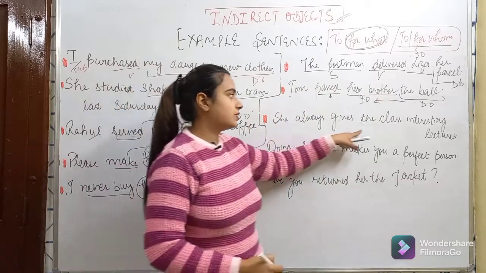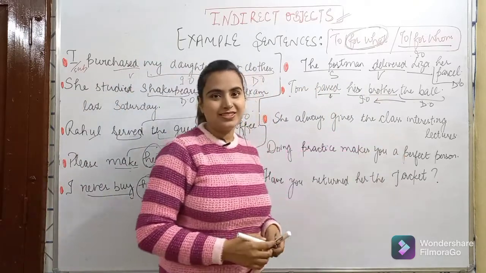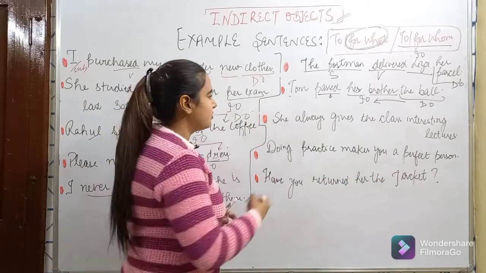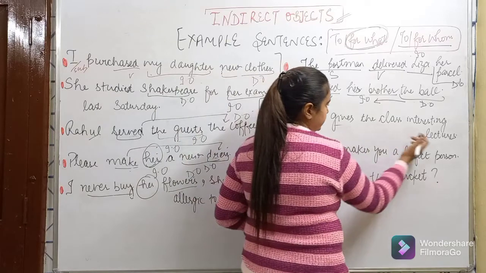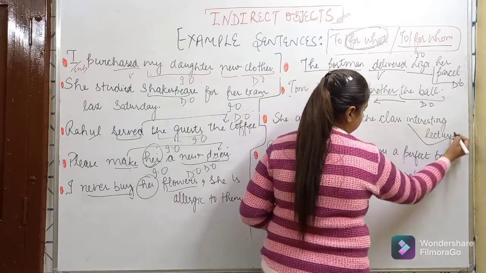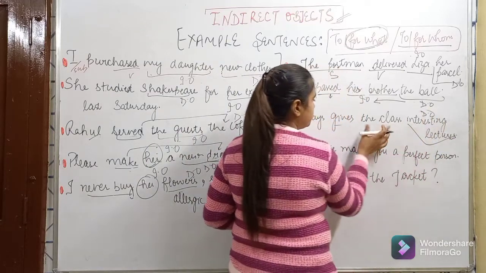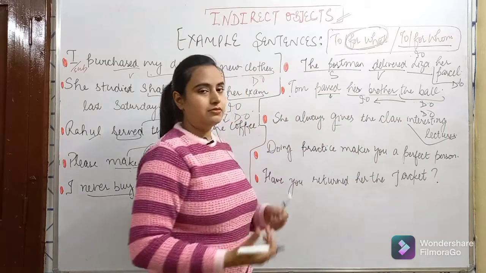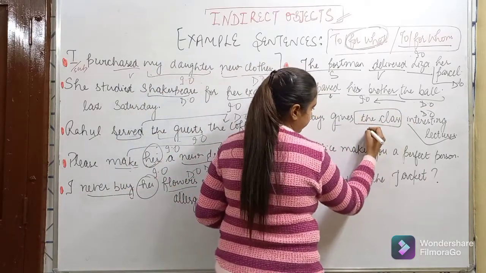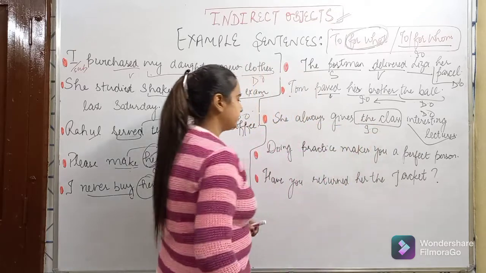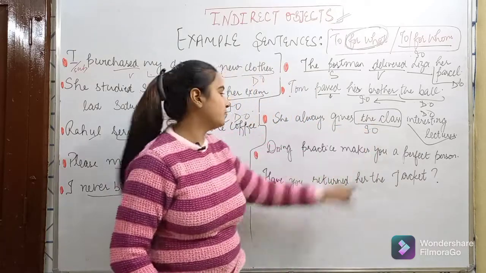She always gives the class interesting lectures like I do. She always gives what? Interesting lectures, direct object. To whom does she give interesting lectures? Often the class, indirect object. It can be her class also.